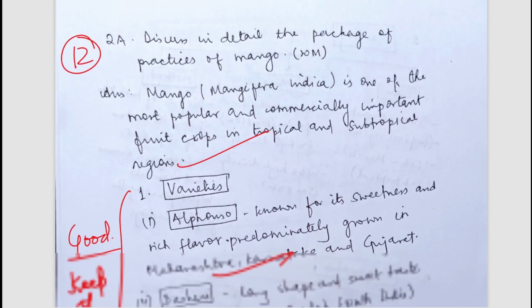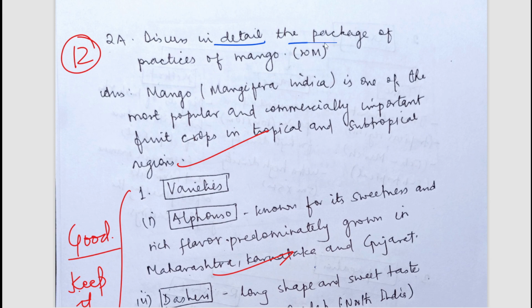So the next question is, discuss in detail the package of practices of mango. In the first question you will see that for the 5 crops it was mentioned that we have to discuss the package of practices only on those 5 points, that is varieties, fertilizer requirement, irrigation management, etc. But when 'in detail' is mentioned, you have to discuss all the points. Okay. So let's see how the student has written it.